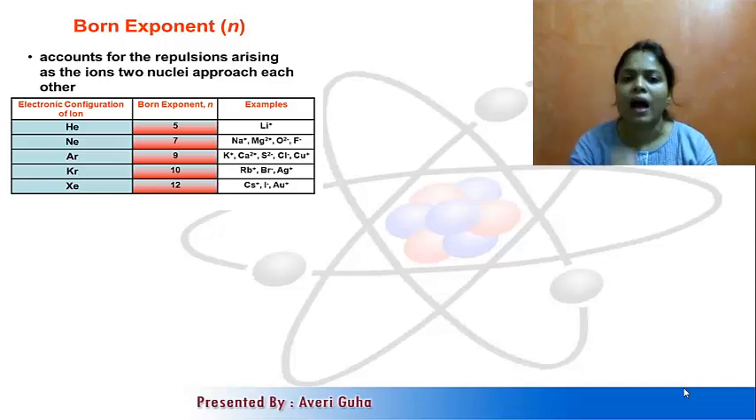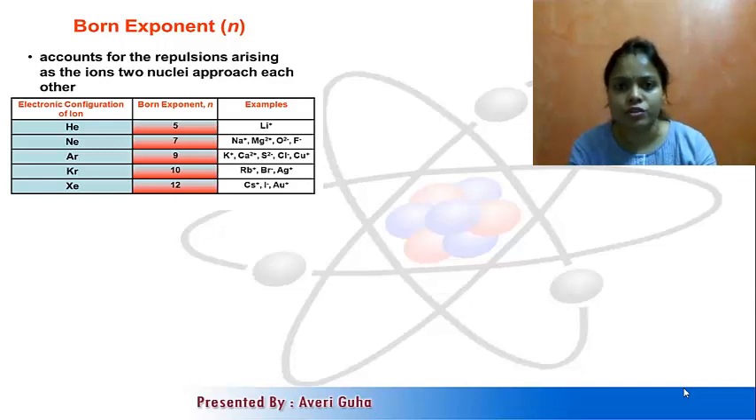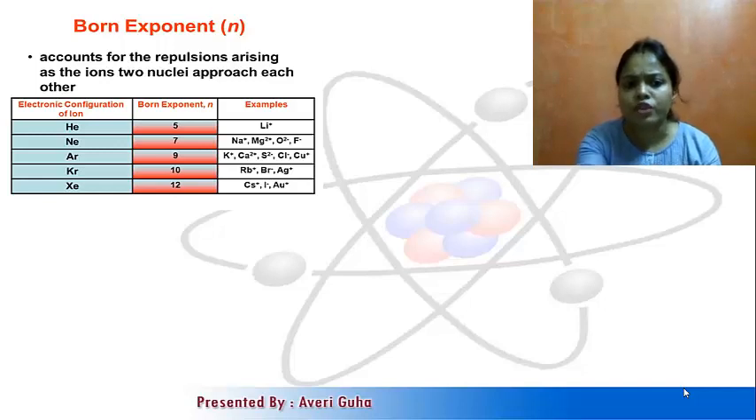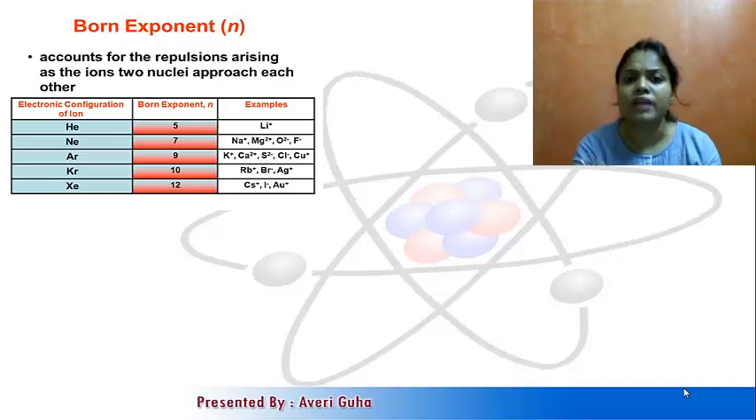Say, for example, I have given one compound, lithium chloride. Try to understand: lithium chloride, LiCl. Now see, the lithium plus ion in the chart assumes a helium type of configuration, so obviously it will have Born exponent value n equal to 5. And chloride, from the chart, assumes an argon type configuration, so its Born exponent value will be 9. So for the compound lithium chloride, what will be the Born exponent value? 5 plus 9 divided by 2, simply the average. Okay, got it?